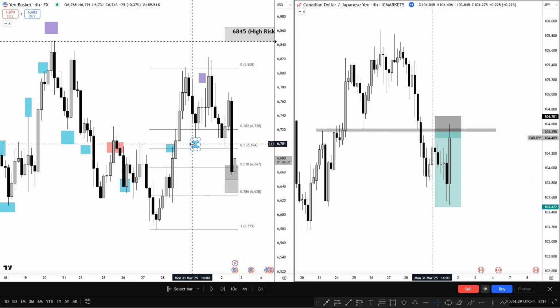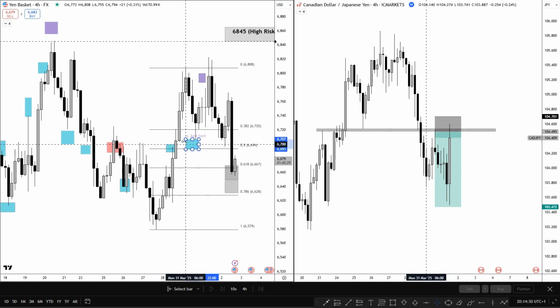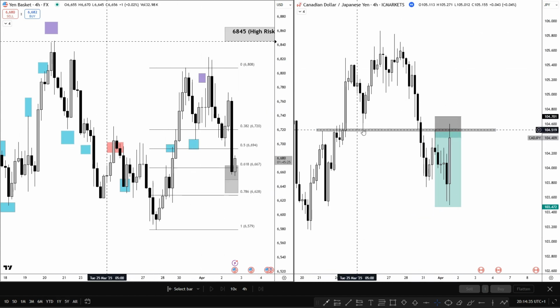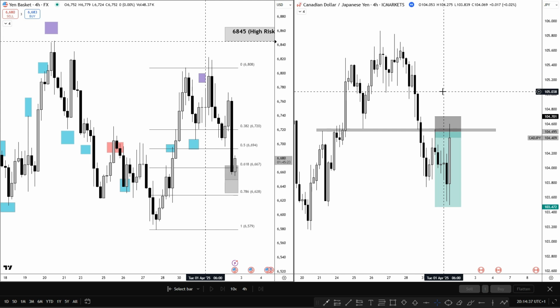Very simple position that I did take. On the left-hand side, the yen basket reaches an area of strength. On the right, Canadian dollar yen reaches an area of weakness. Play them off against each other and profit from the move. So that is basically how I made 2% on Canadian dollar yen with the community.